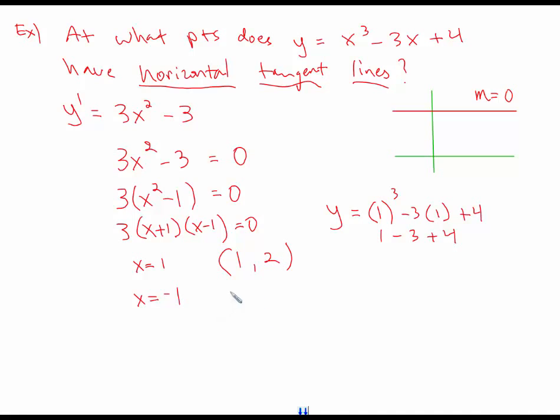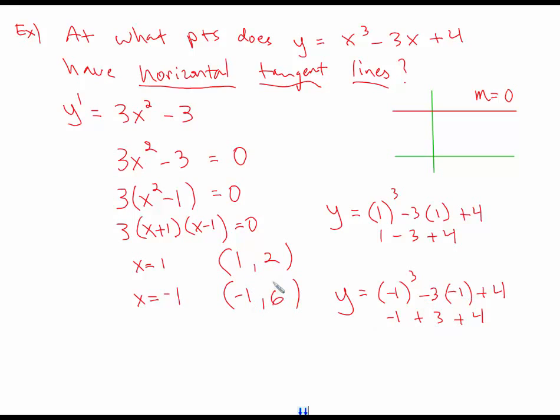And over here, when x is negative 1, we're going to plug negative 1 into the original function. We get y is equal to negative 1 to the third minus 3 times negative 1 plus 4. We end up with negative 1 plus 3 plus 4, so that gives us 6.